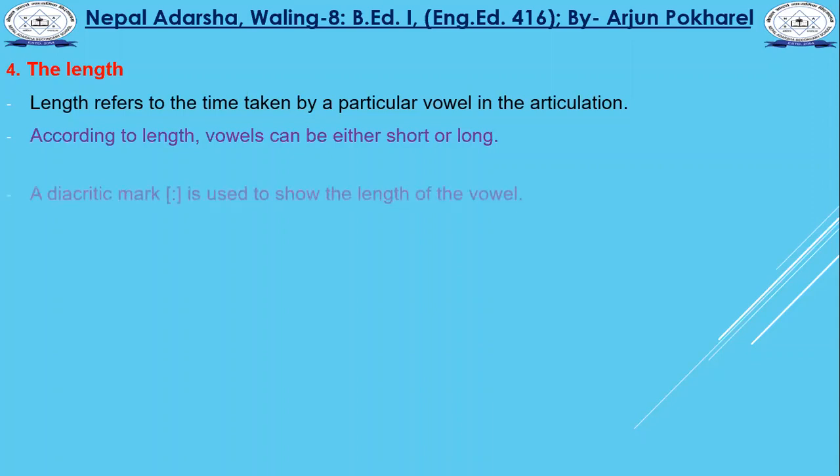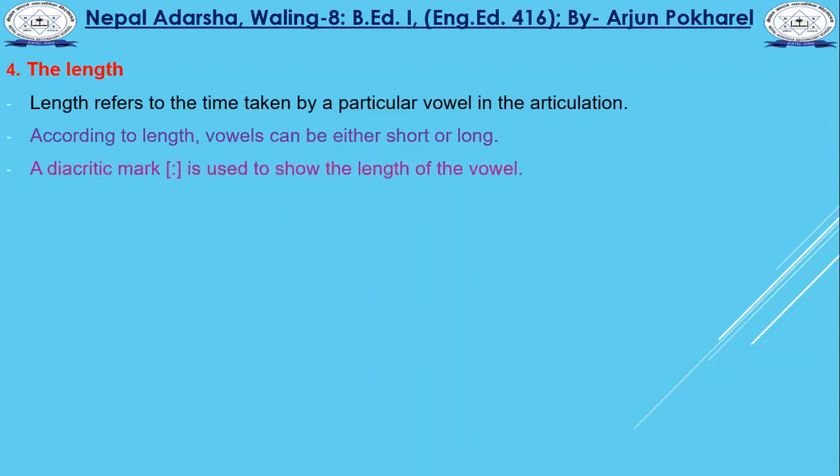Either short or long. A diacritic mark is used to show the length of the vowel. Long vowels are shown by this colon mark. When we write, we call it the colon mark; in linguistics, the technical term is the diacritic mark of colon. This diacritic mark is used to show the length of the vowel. On the basis of length, there are two different types of vowels: short vowels and long vowels.